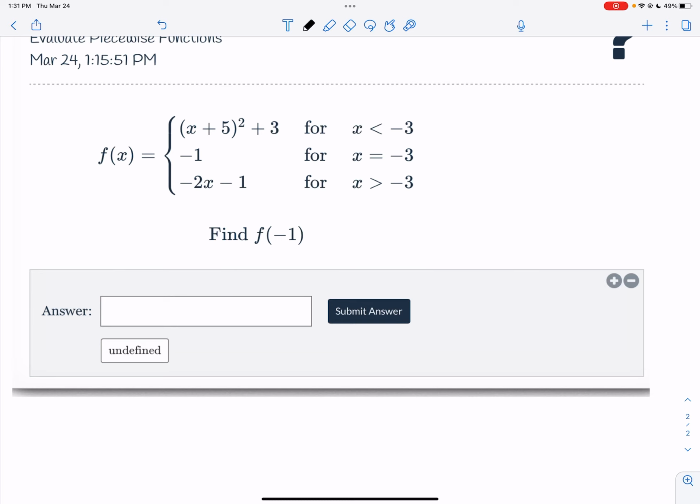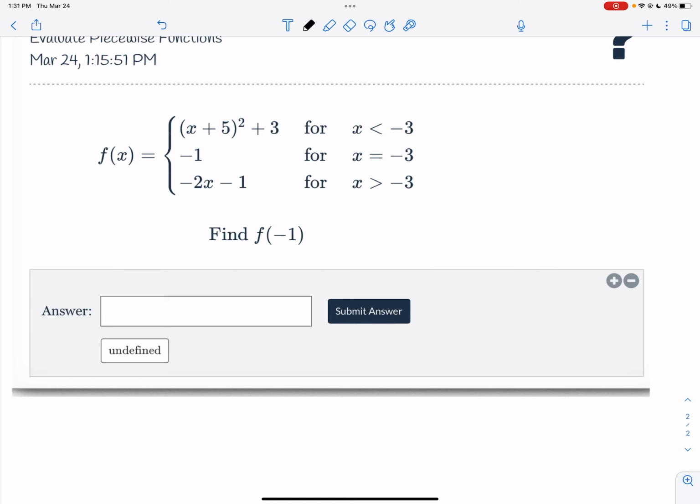But a piecewise function has multiple different pieces depending on what your x is. And this is how we notate it. This is saying when x is less than -3, plug that x in here. Or when x is equal to -3, plug it in right here. But there's nowhere to plug it in, so it's always -1 there. And this one is saying when x is greater than -3, plug it in right here. That's all.